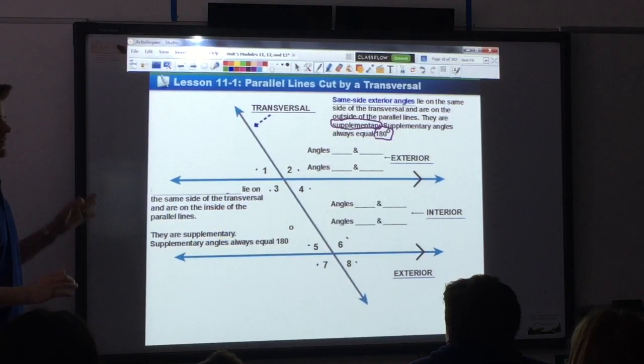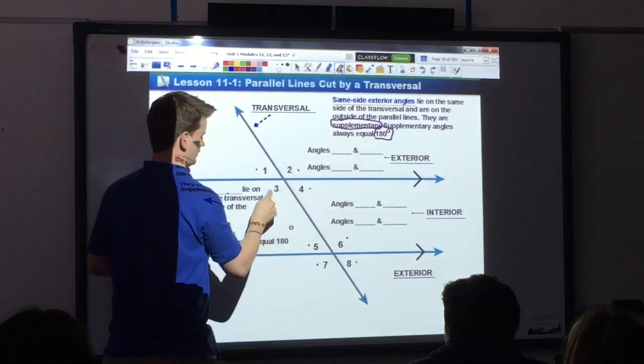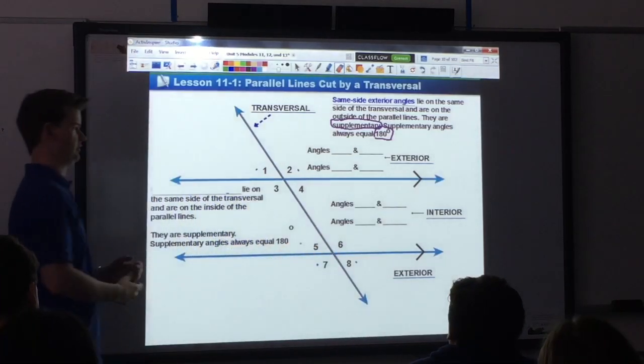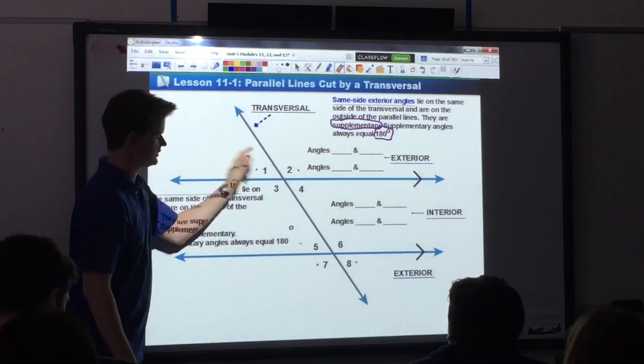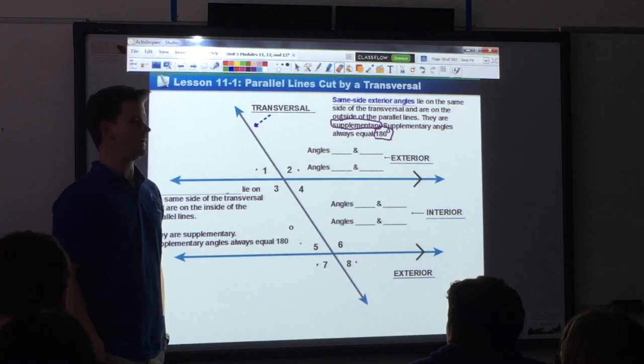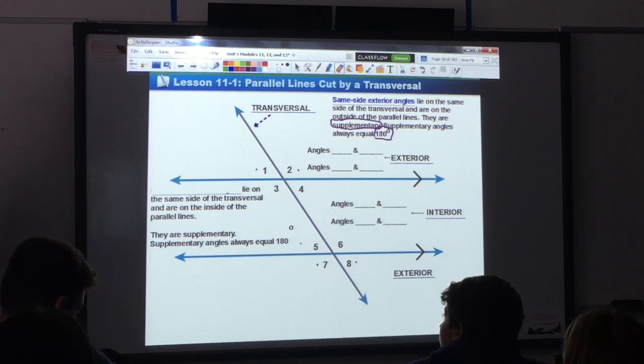They must be outside of the parallel lines, such as, if we go here, we can eliminate 3, 4, 5, and 6, because those are not inside the parallel lines. That leaves us with angles 1, 2, 7, and 8. Calco, give me a set of same side exterior angles, given that criteria?